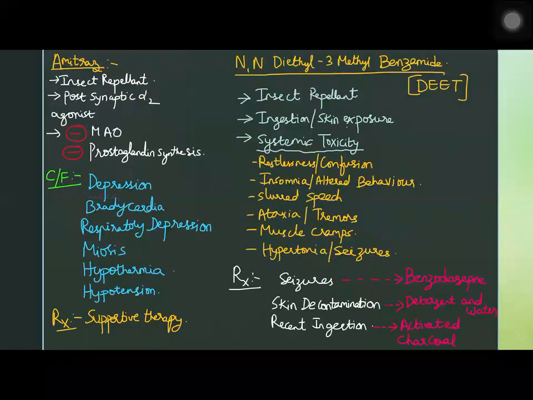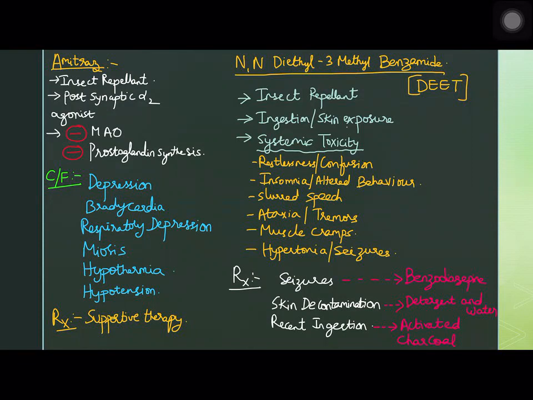And the compound amitraz, it is an insect repellent. It acts as an agonist for the postsynaptic alpha-2 receptors. It will inhibit MAO, it will inhibit prostaglandin synthesis, and the clinical features include depression, bradycardia, respiratory depression, miosis, hypothermia, hypotension. Supportive therapy is the thing.